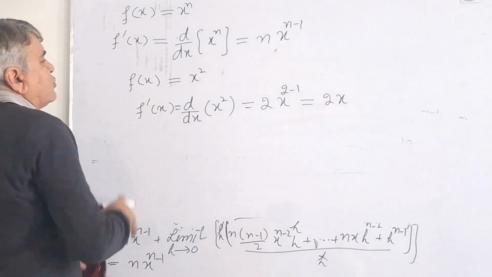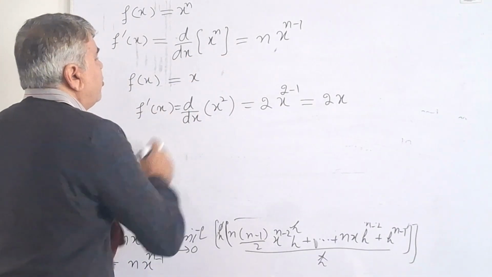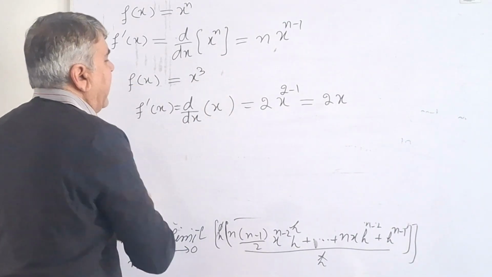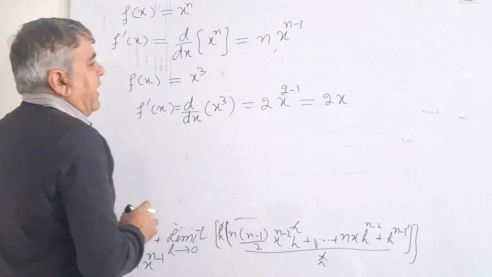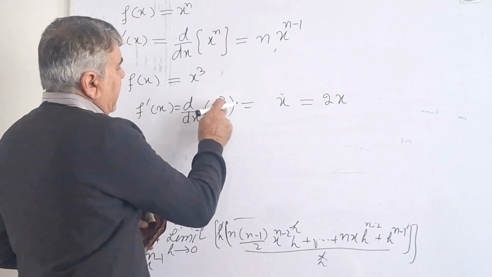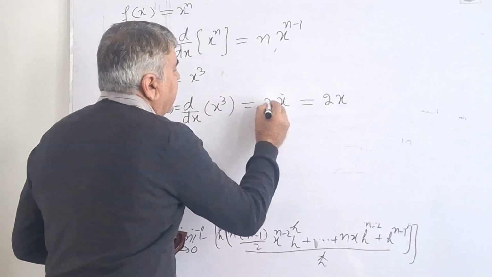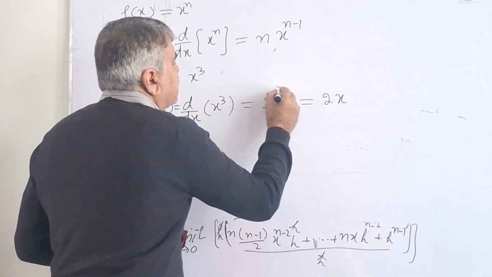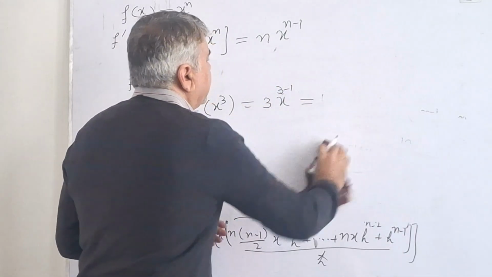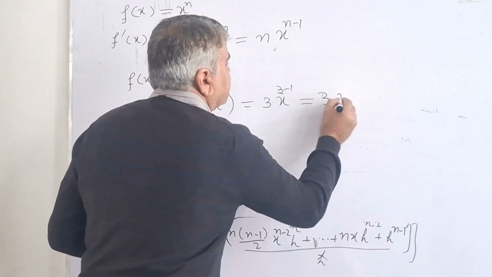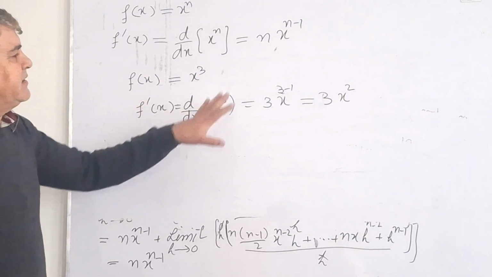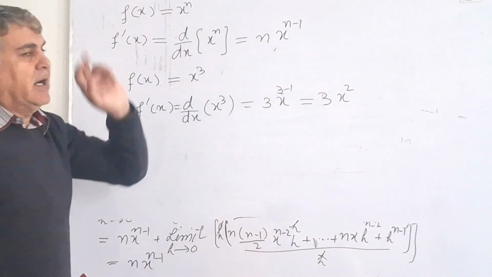Similarly, instead of square, if I have a cube over here, then I have x cubed. Using this formula, I would have 3, and then 3 minus 1, so it would make it 3 times x squared. You can apply this formula to any power of x.